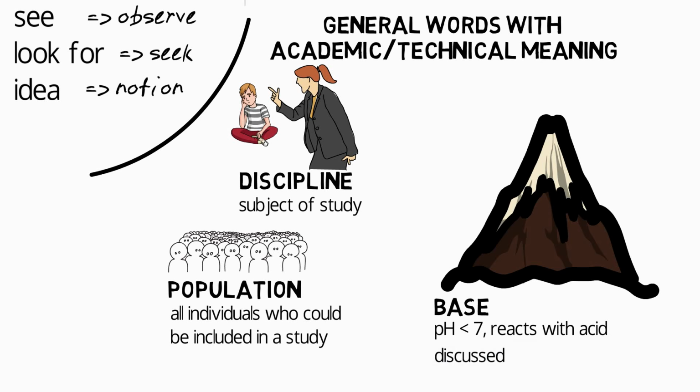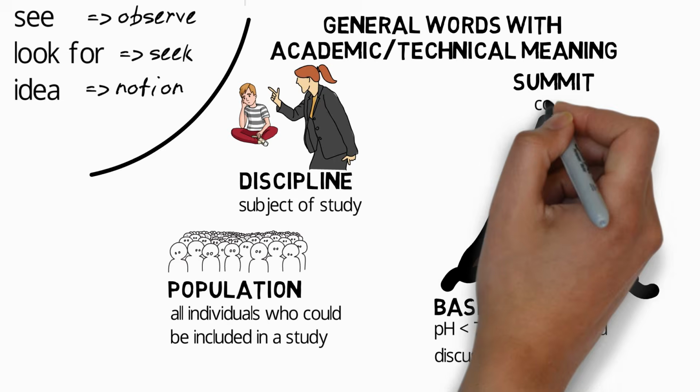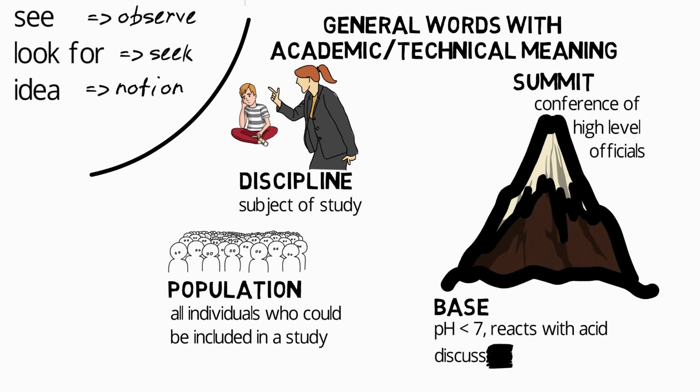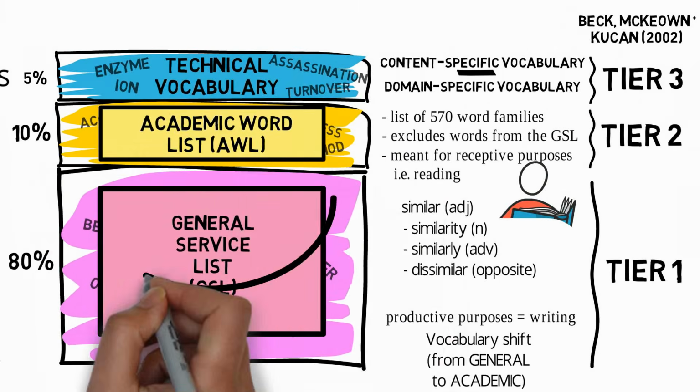It's also used in linguistics to mean the verb without to. For example, the base of discussed is discuss. And the word summit, which means the top of something, is used in history or other subjects to refer to a conference of high-level officials, for example, heads of government. And the word bug, which is a kind of insect, in computer science means a flaw in the programming system. So general words which have special or technical meanings is something else students need to be aware of. And this detail is potentially lost if general words are excluded from academic or even technical word lists.